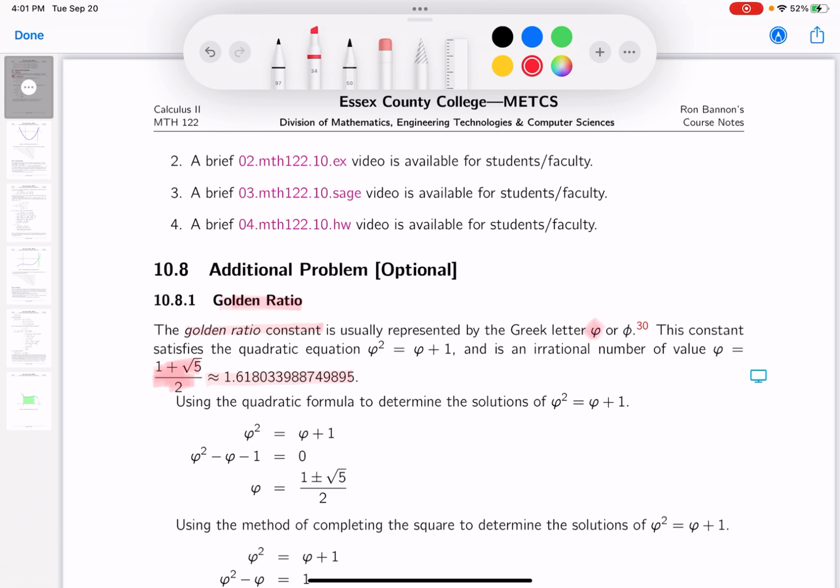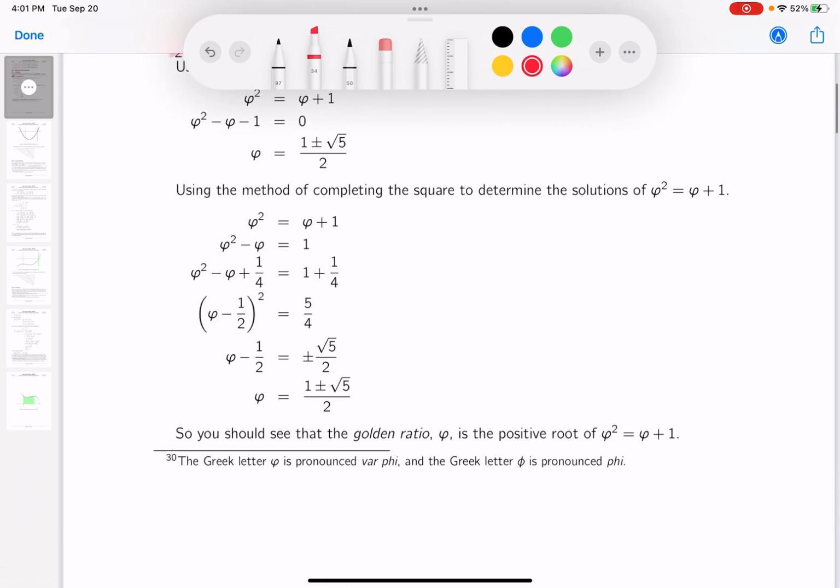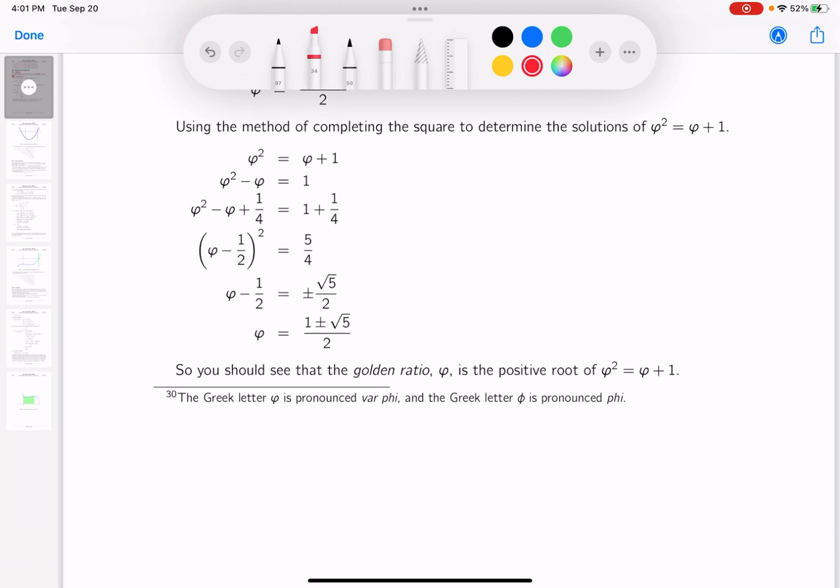Greek letters here, and this is footnote number 30. Footnote number 30 says how to pronounce it. This symbol here is pronounced varphi. This one over here is just phi. All right?